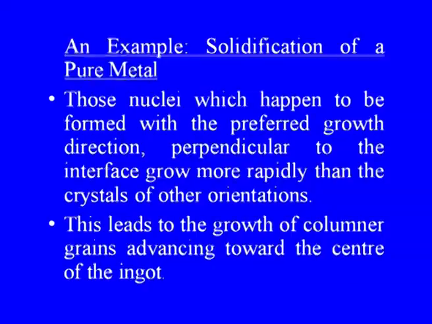Let us see an example of solidification of a pure metal. Those nuclei which happen to be formed with the preferred growth direction perpendicular to the interface grow more rapidly than the crystals of other orientations. This leads to the growth of columnar grains advancing towards the center of the ingot. The final structure therefore consists of a thin layer of randomly oriented grains at the mold surface and columnar grains extending to the center line. In this situation, there are no randomly oriented grains at the center of the ingot.